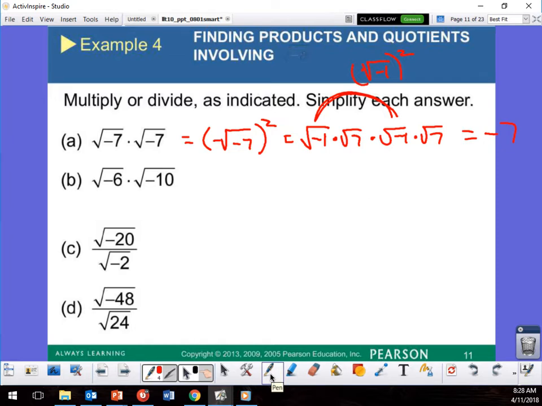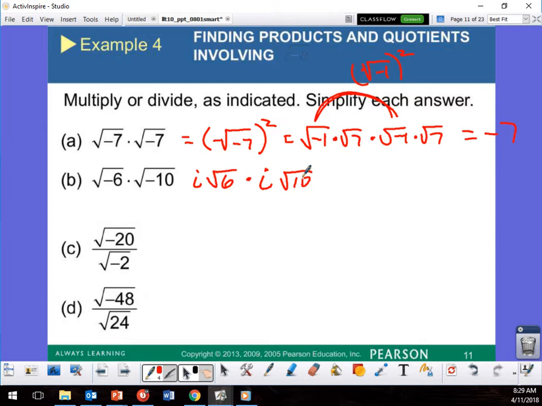This next one, do you think 6 times 10 is going to be a perfect square? No, sir. No, that one's not a perfect square. So now let's break it up. So this is going to be radical 6 times radical 10, right?